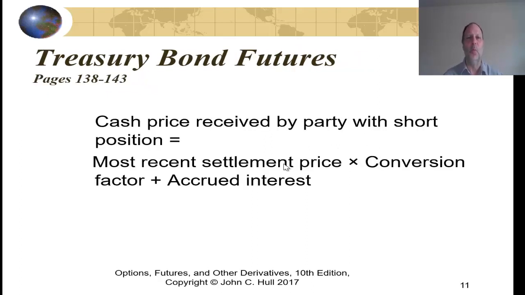This creates even more complications for Treasury bond futures, which are one of the most complex questions in this chapter and throughout the whole text. We could say the cash price received by a party with a short position on a Treasury bond future is going to be the most recent settlement price times a conversion factor plus accrued interest. And again, the details of these kinds of calculations are addressed in another accompanying YouTube video.